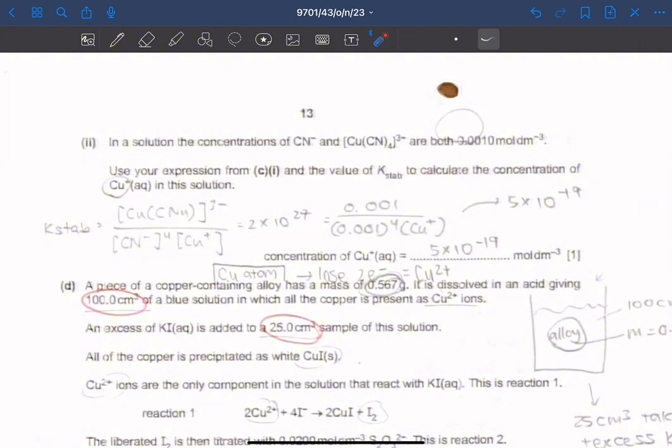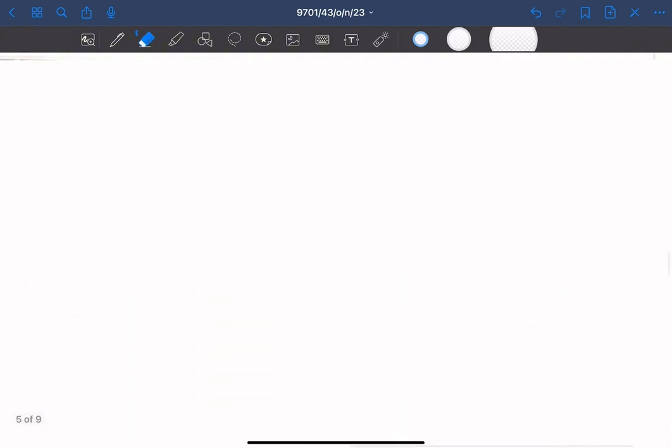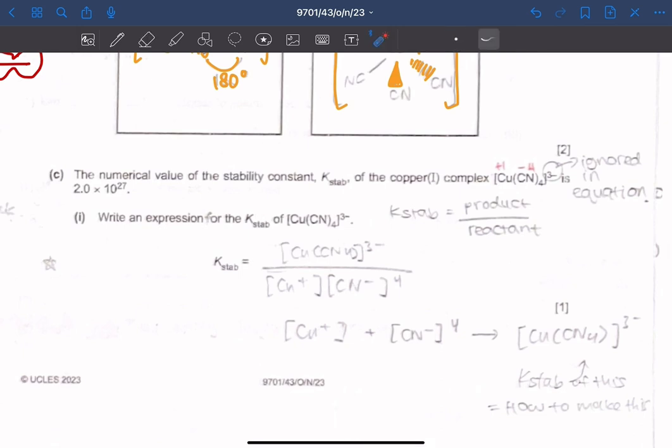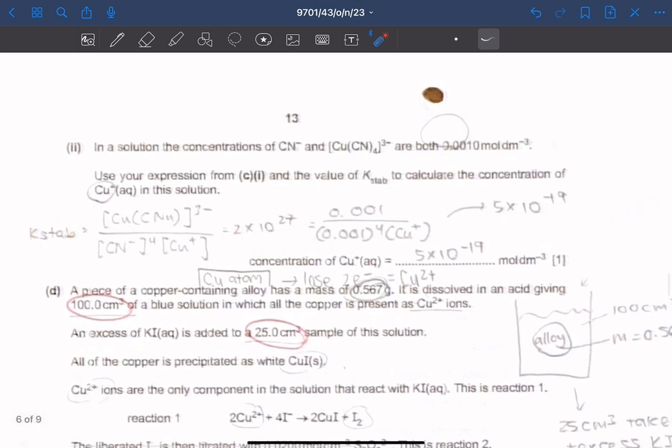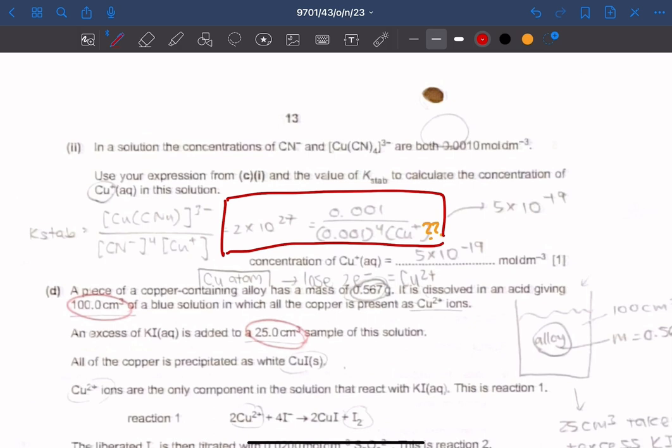So we can see in the previous question that the value of K_stab is 2 times 10 power 27. So K_stab is equal to 2 times 10 power 27, products over reactants, where Cu(CN)₄³⁻ is 0.001, CN⁻ power 4, 0.001 power 4, times Cu⁺, which is the concentration that we have to find, is equal to 2 times 10 power 27. So we can reorder this and then find Cu⁺, and we would get 5 times 10 power negative 19 mol per dm³.